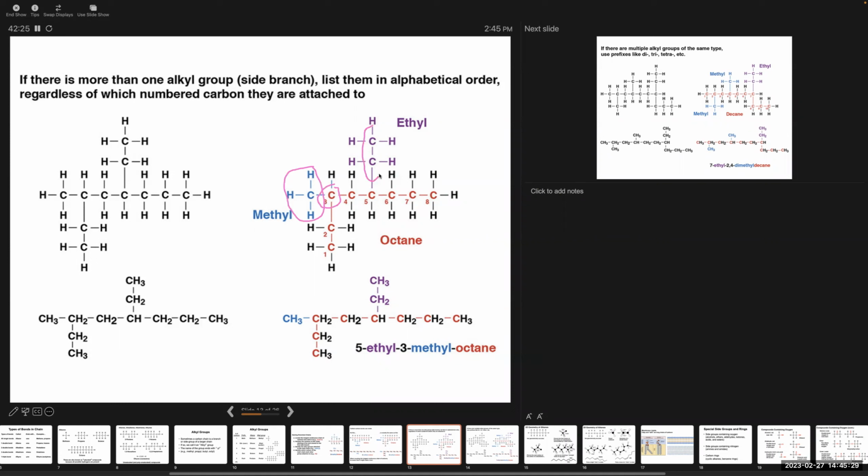This side chain is an ethyl group because it's a 2 carbon chain and it's attached to the number 5 carbon. So it's 5 ethyl.